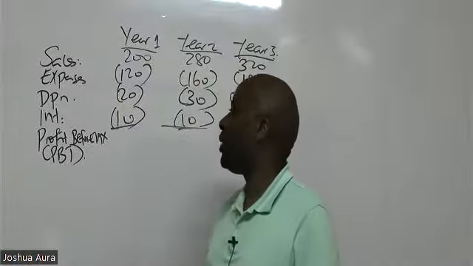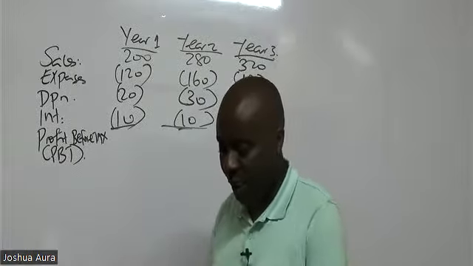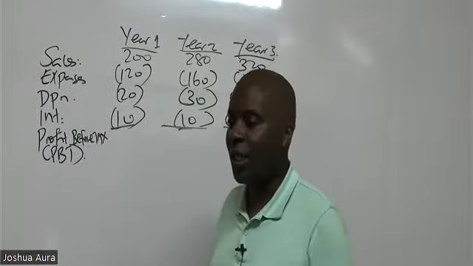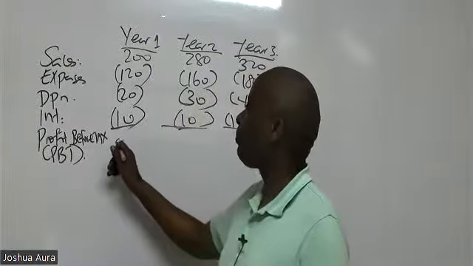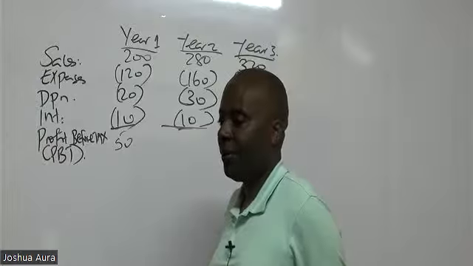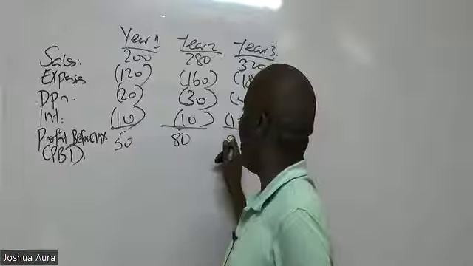So then could you kindly give me this profit before tax? Year number 1, according to John Modiani, is 50. Year number 2 is 80. Year number 3 is 90.